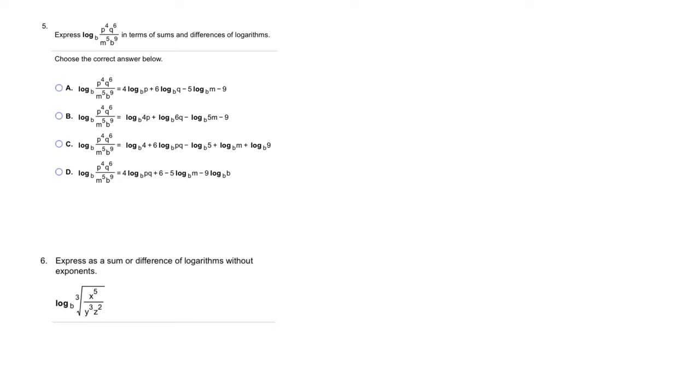Right. This video will look at using laws of logarithms to simplify expressions. So the first question says express this in terms of sum and difference. So we need to separate both of those. So I'm just going to do the quotient law to begin with. So I'll say that that's the same as log base b of p to the fourth q to the sixth minus log base b of m to the 5 b to the ninth.